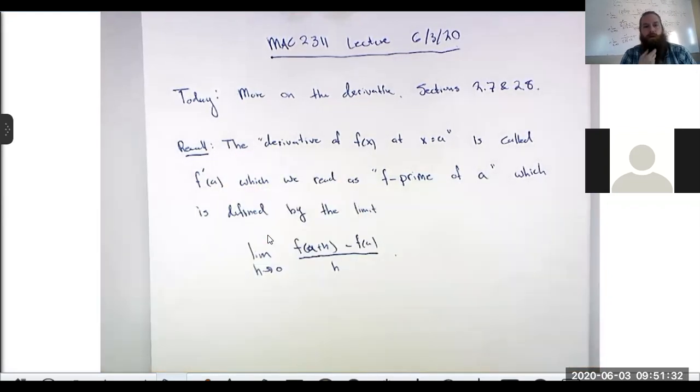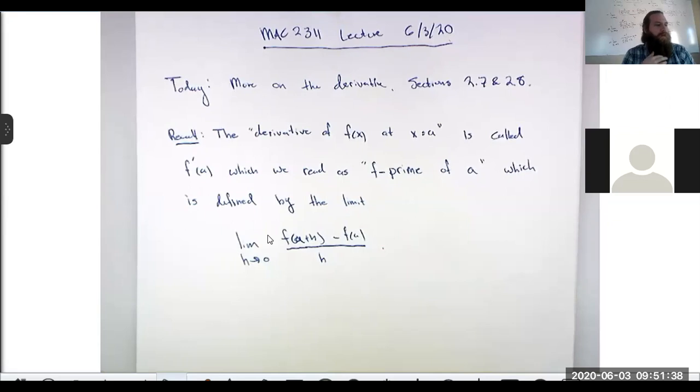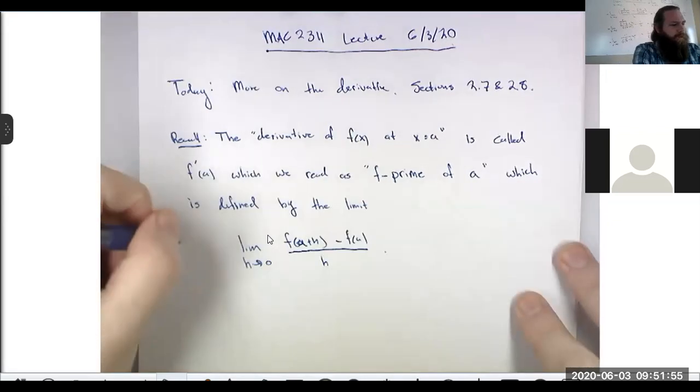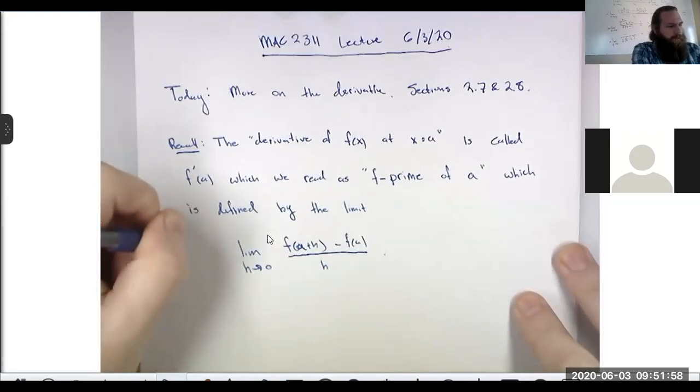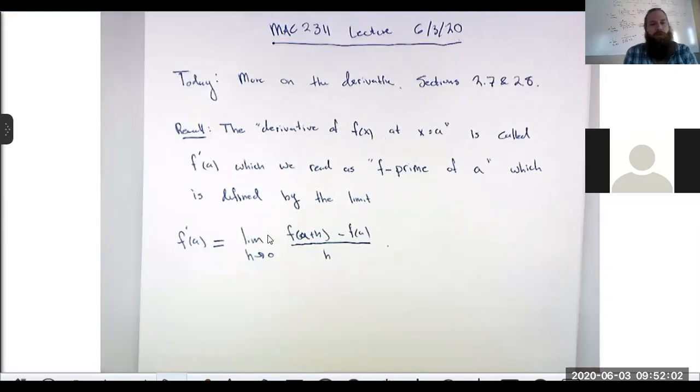This should all be stuff we remember from Monday's lecture. I'm going to show you a couple other equivalent definitions. This limit is one way to get f prime of a, but there are actually a couple of other ways. And then I'm also going to talk about when this thing exists and when it doesn't. It's a limit, right? Which means it might not always exist. We've seen many limits which don't exist.